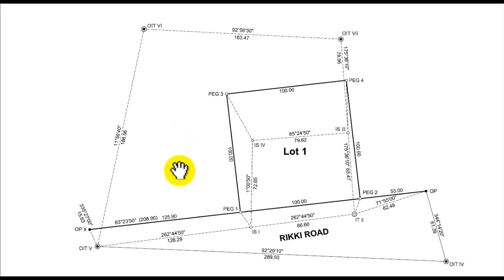Just a quick overview of the situation. We have three old marks here, and we have traversed round through here and down back to our initial one. So we're going to get a coordinate of old iron tube 5 and close this traverse round here. We've found an old peg here and here on an old boundary line, 83 degrees 23'50", 208.9 total length.